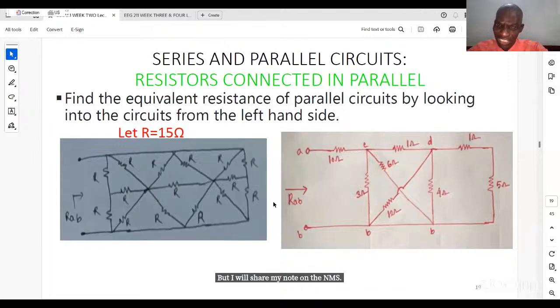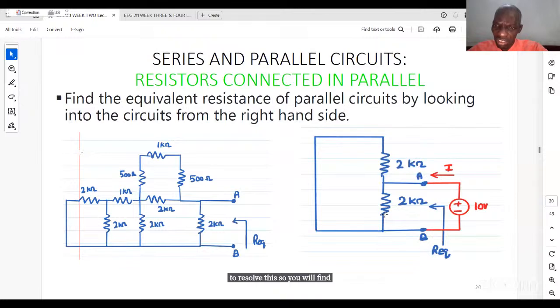So the university LMS, so that you can go through it. There are many questions. You can see another one, many complicated questions that I have there. This one, they are all R. The one on your left-hand side, they are all R's. But that R is 15. Each of them is 15 ohms. So I want you to resolve this, and you will go through what you already know as well to resolve this. So you will find them on the LMS.